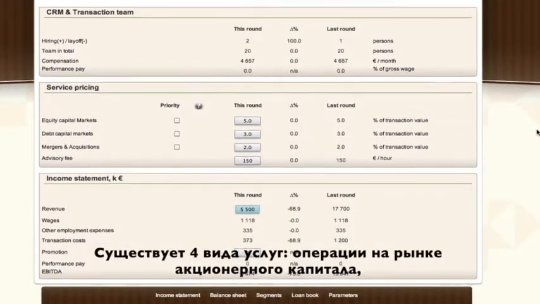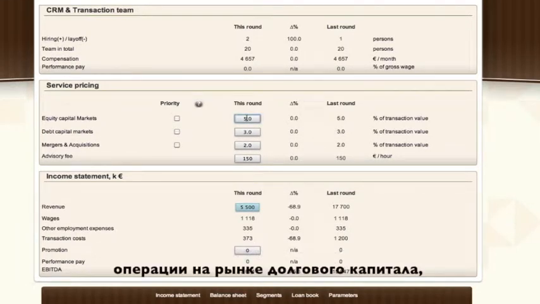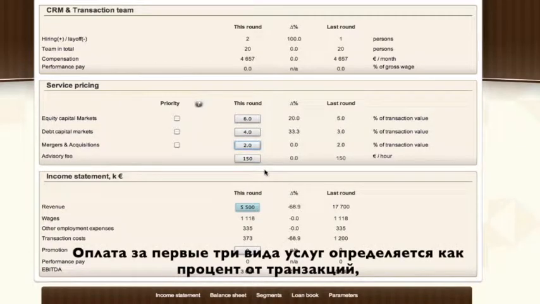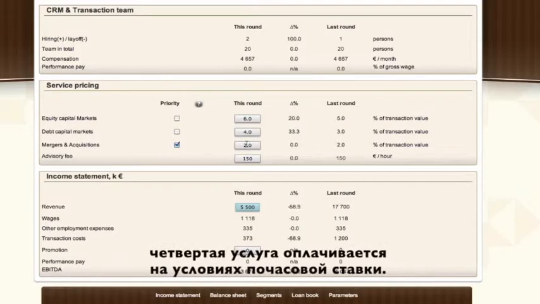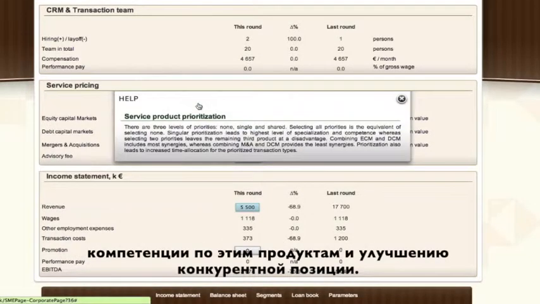There are four types of services: equity capital market transactions, debt capital market transactions, mergers and acquisitions advisory, and general financial advisory. Fees for the first three are priced as a share of the total value of the customer transaction, and the fourth service is priced as an hourly charge. Participants also have the option to prioritize certain products with the result of increased product competence and better competitive position.